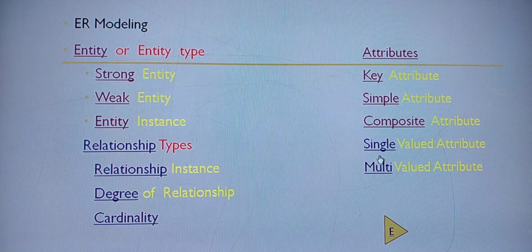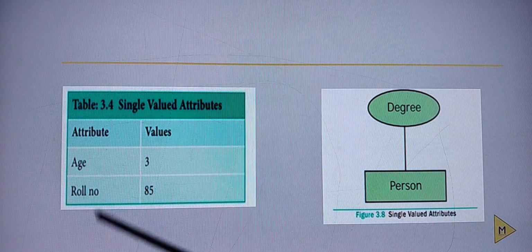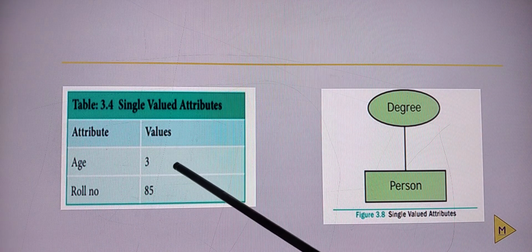Yes, the next one is your single valued attribute. What do you mean by single valued attribute? By the name itself you can tell that the attribute is going to have only a single value. A single valued attribute contains only one value for the attribute. It does not have multiple values. One example is the age of a person. The age of the person will be only one, and there is no chance to have multiple values. Age 3, only one value for that age.